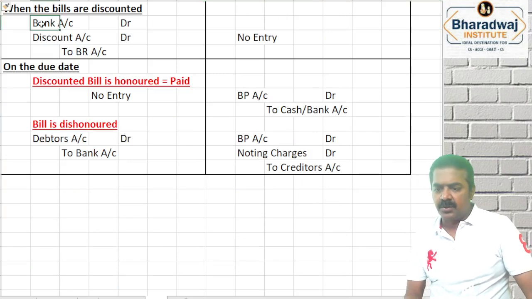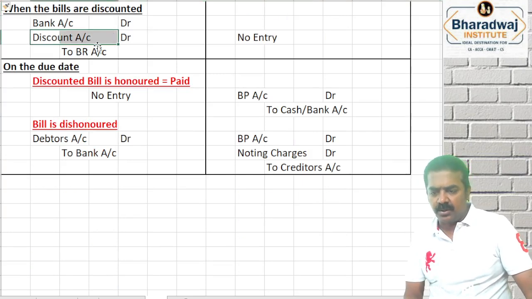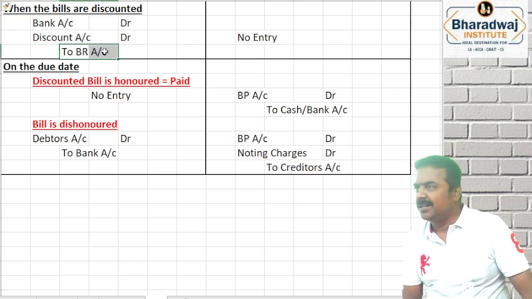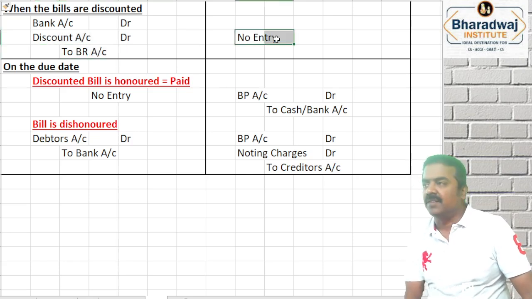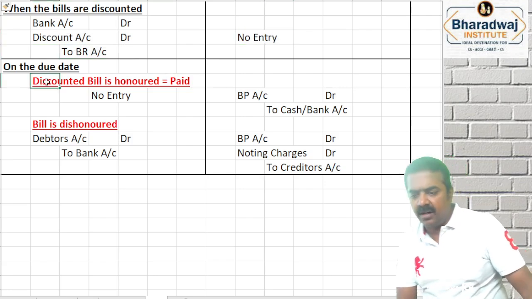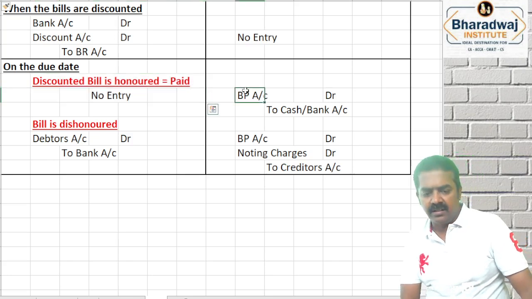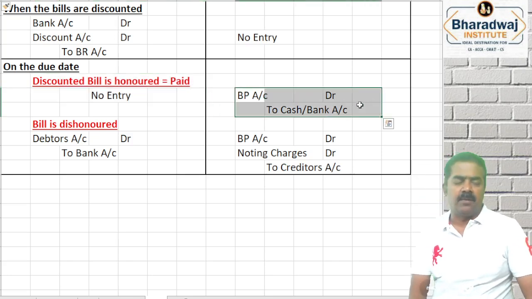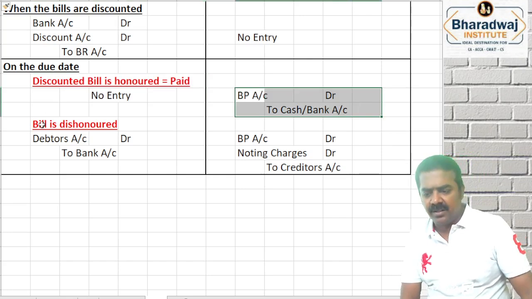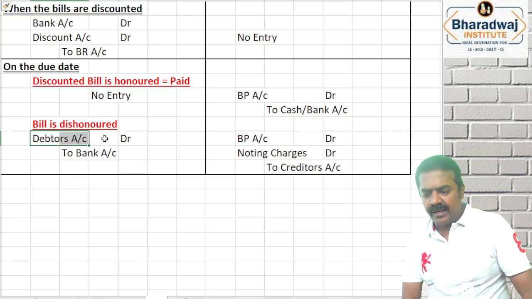If the bills are discounted, bank account debtor, discount account debtor to which account? Bills receivable account. Second party will not pass any entry. On the due date, if the discounted bill is paid to the bank, no entry. Other party is just paying money. Bills payable account debtor to what? Cash or bank account.